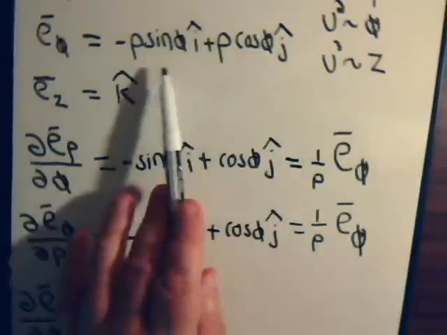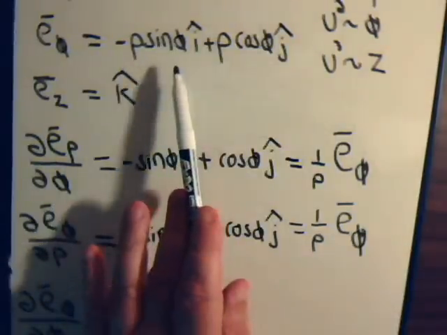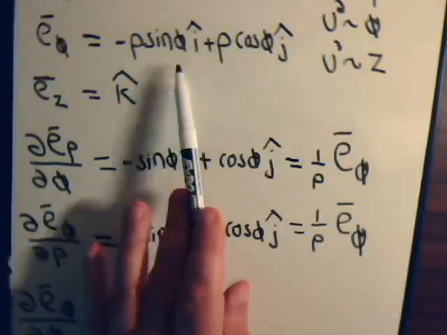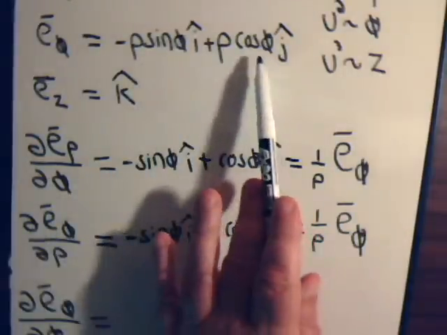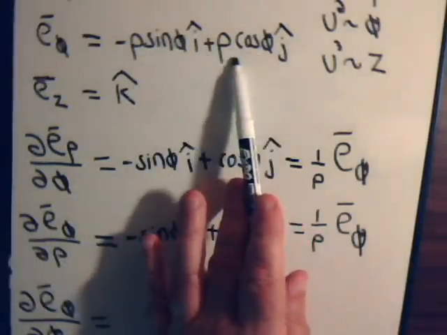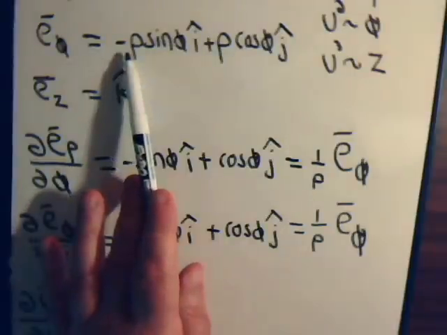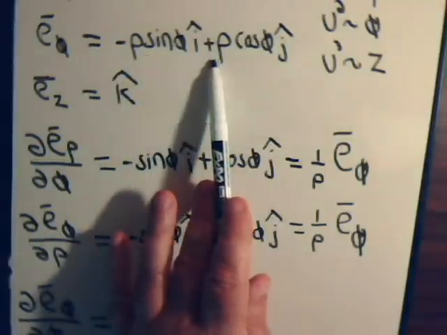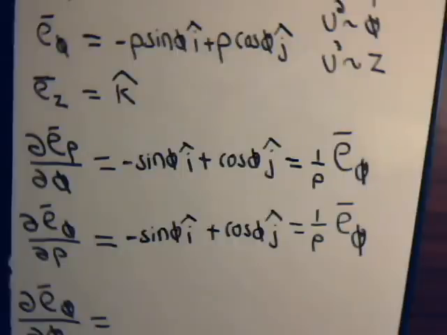So taking the partial of this with respect to psi, the partial of the sine is the cosine, so you have minus rho cosine. This is minus sine, so you have minus rho sine. So minus rho cosine minus rho sine. So let's write that out.